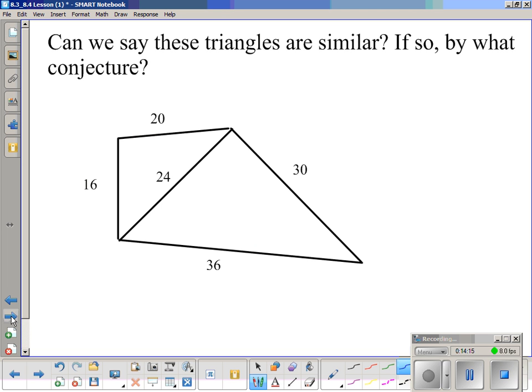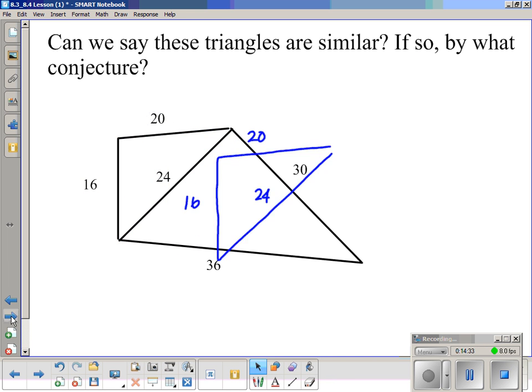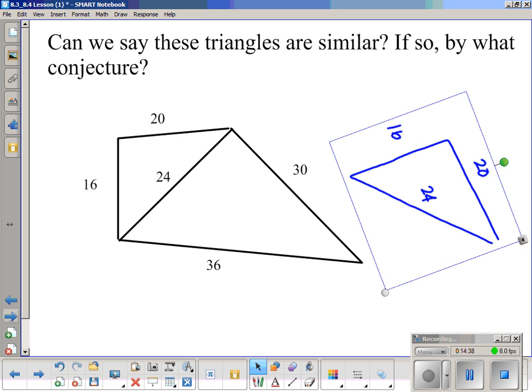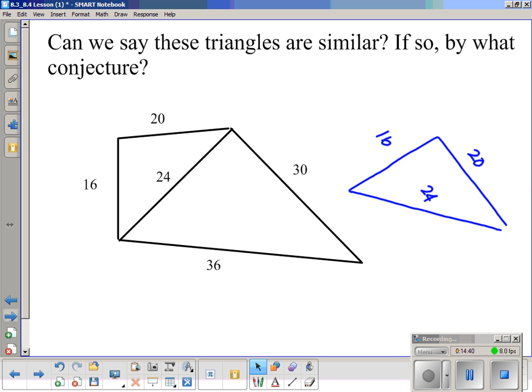All right, this one gets a little tricky, so I want you to pause the video for maybe a minute and see if you can figure out if these are similar by checking to see if the sides are proportional. All right, so I've got this triangle, and I'm going to take that small one and rotate it so it looks just like it's in the same orientation as the big one. So ignore this one over here now. I've moved it. If you look at this, 24 on the big one compares to 16 on the small one.